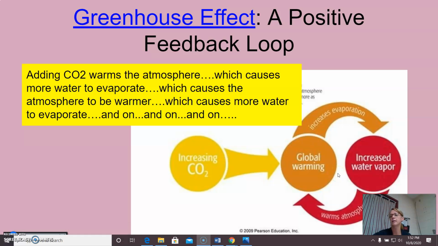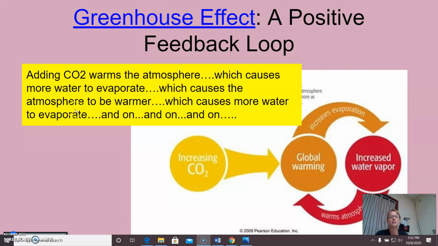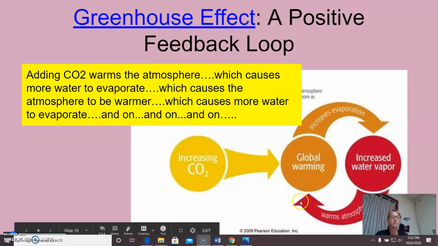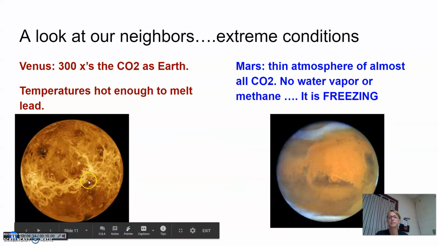So if that doesn't make sense, ask me in class and I will go over it a little bit slower, but I do need you to understand how this effect is a positive loop, the fact that it keeps on going and it will not stop until we stop this stimulus up here.